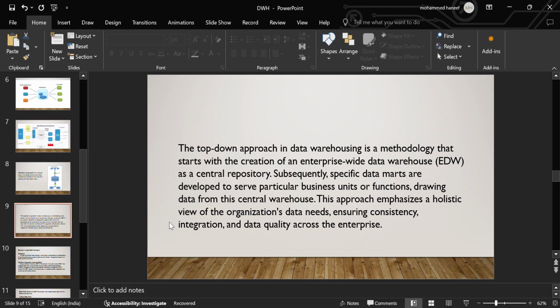If you see the definition here, subsequently specific data marts are developed to serve a particular business unit or function, drawing data from this central warehouse. The central warehouse is nothing but your data warehouse, the EDW. This approach emphasizes a holistic view of the organization's data needs, ensuring consistent, integrated, and quality data across the enterprise.